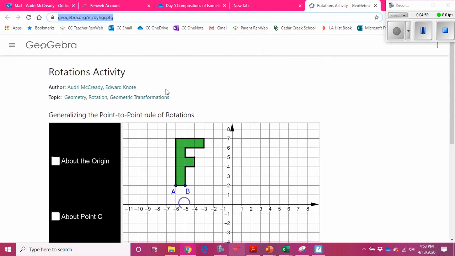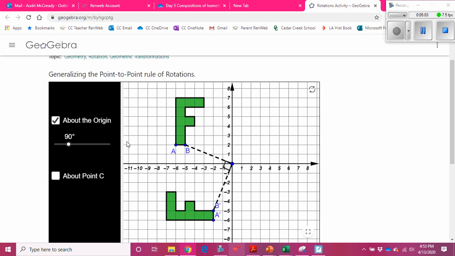Okay, so basically, when you do a rotation about the origin, we're going to rotate counterclockwise. If I am in the second quadrant, it doesn't matter what quadrant you're in, if you rotate 90 degrees, you're going to end up in the next quadrant. So if I rotate 90 degrees, I'm going to end up in quadrant 3 right here.